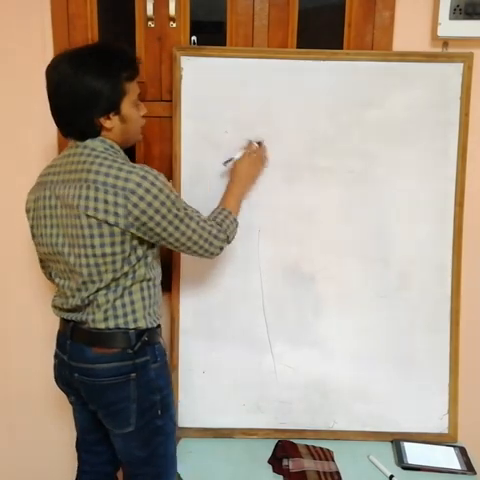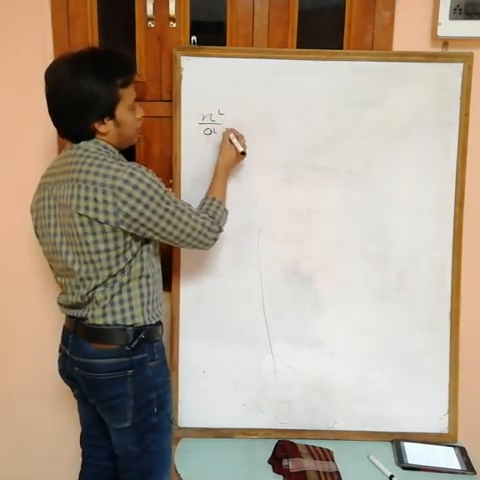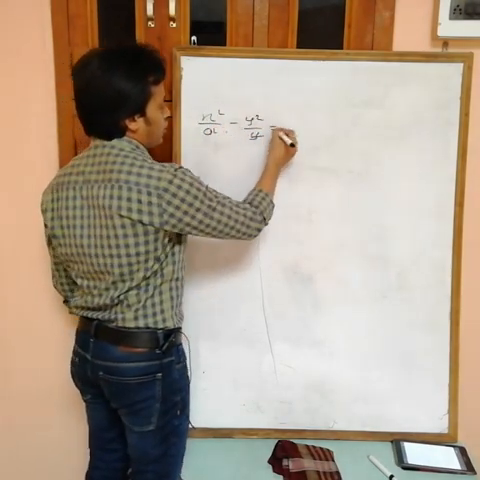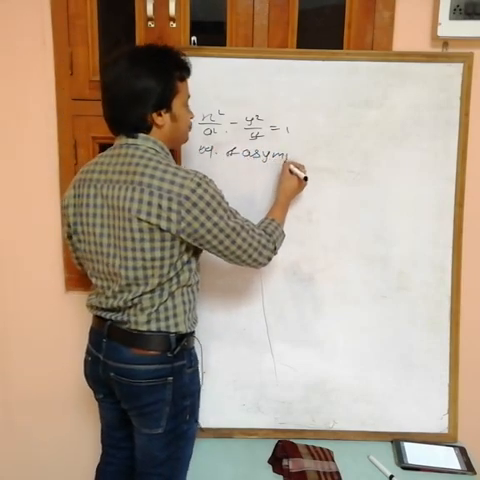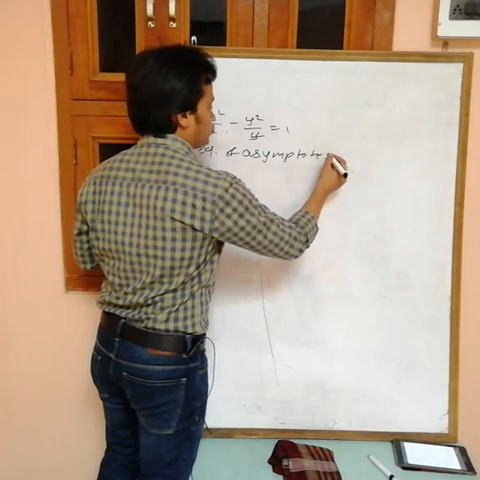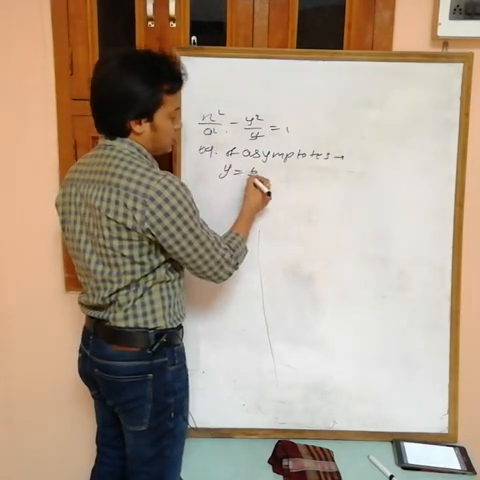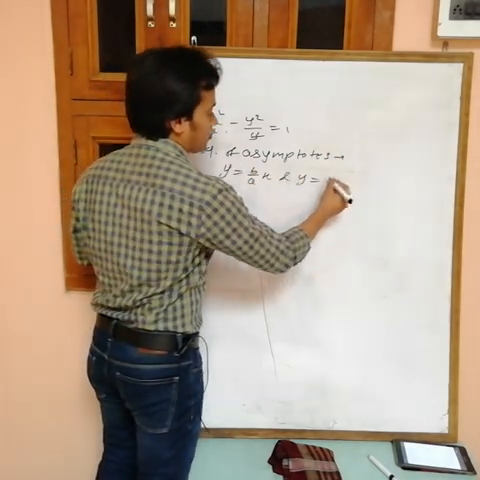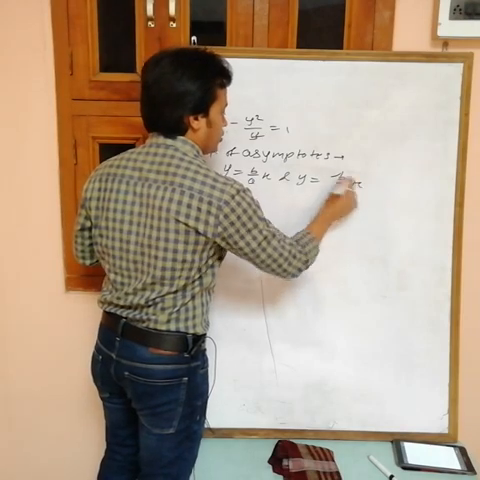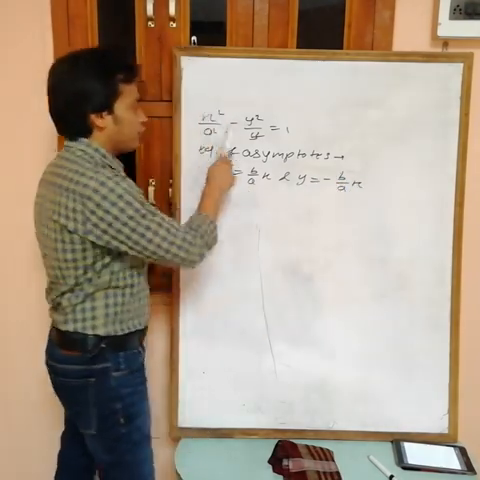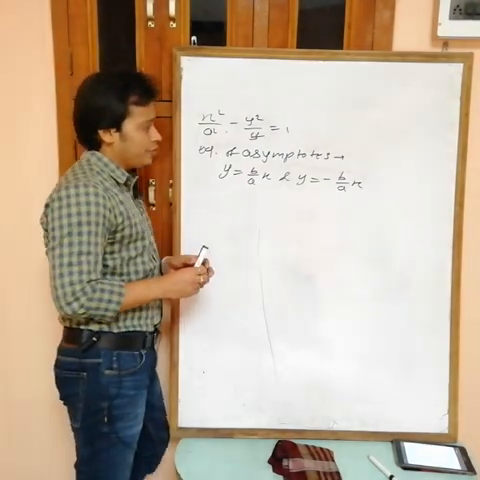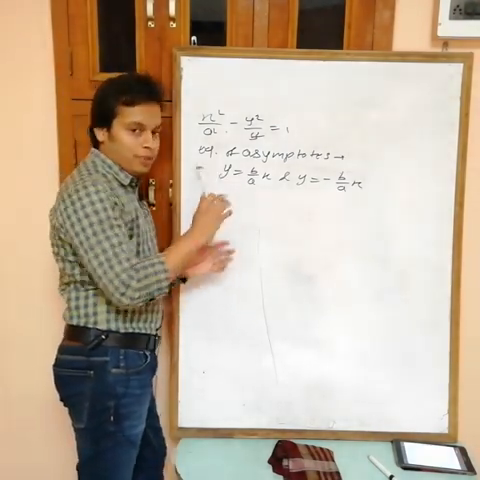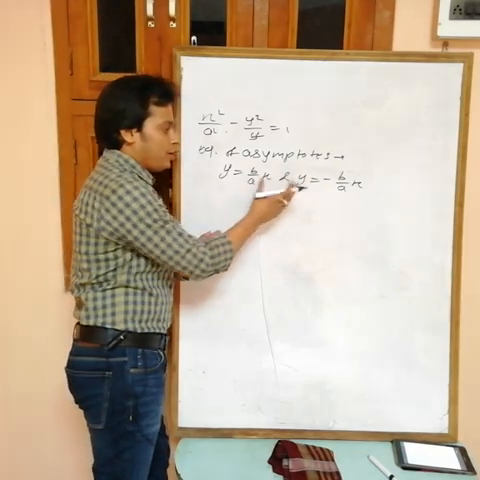Now we know that for the hyperbola x square by a square minus y square by b square equals to 1, the equation of asymptote is y equals to b by a x and y equals to minus b by a x. We have these two asymptotes for the hyperbola x square by a square minus y square by b square equals to 1.